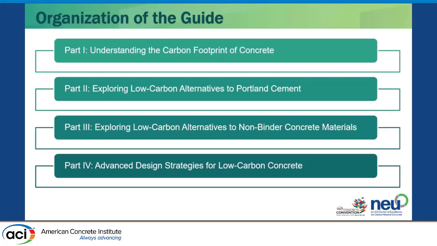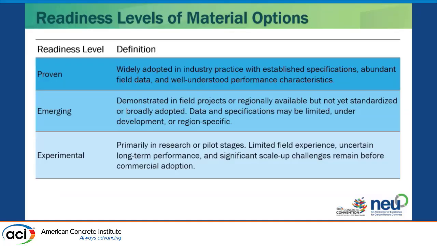So the guide is organized into 4 parts. Part 1 discusses understanding the carbon footprint of concrete. Part 2, exploring low-carbon alternatives to Portland cement. Part 3, exploring low-carbon alternatives to non-binder concrete materials. And Part 4 is devoted to advanced design strategies for low-carbon concrete. Throughout this guide, whenever we talk about different materials, they are categorized as proven, emerging, or experimental, depending on their readiness level as defined in this table.